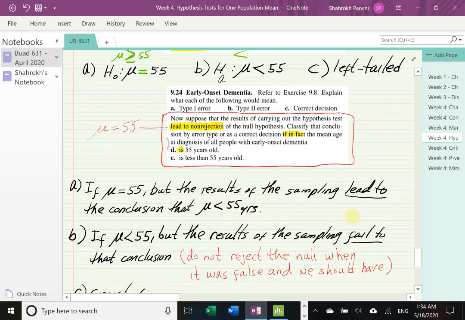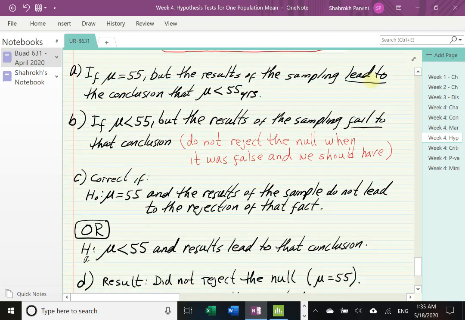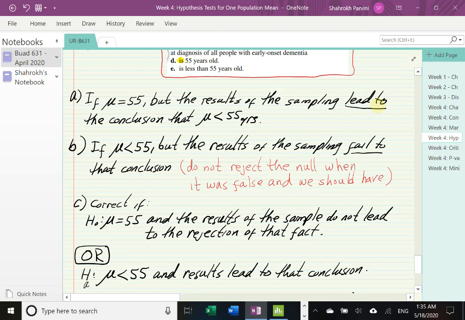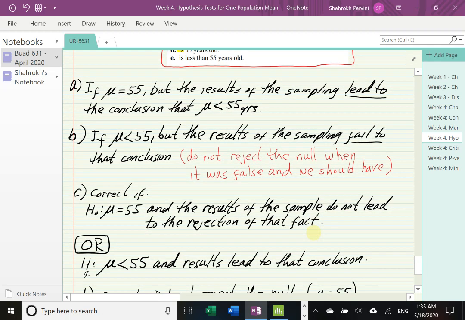So what is the correct decision here? The correct decision would be the 2 check marks on the table. When the null is true and the jury comes out and says, yeah, accept it. Or when it's false and the jury says reject it. And here are the correct decisions. If mu is indeed 55, and the result of the sample doesn't lead to the rejection of that, so the null is true, we don't reject it. Or the alternative is true, and the result concludes that. That means the null is false and we reject it.